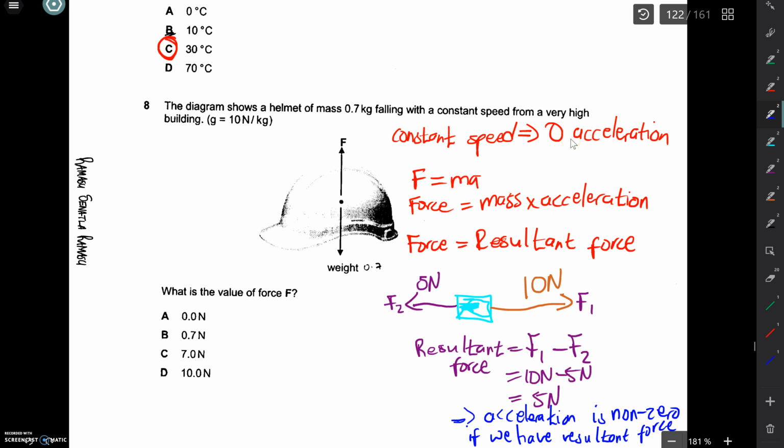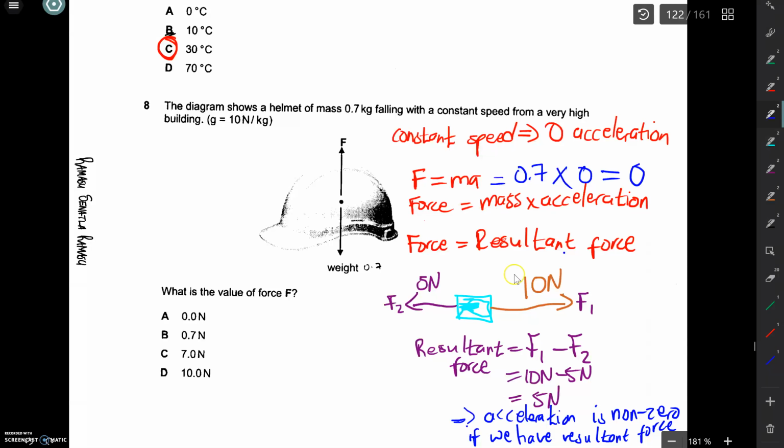Now they are telling us here that the object is falling with a constant speed, which means that our acceleration is 0. And if we put 0 into this equation, because the mass is 0.7 kilograms times 0, because 0 is our acceleration, it means that our force is 0. This means that our resultant force is 0.